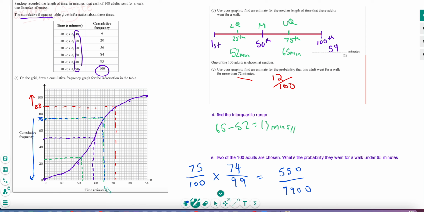I'm looking for the section less than 65 minutes, so the section below. So from 75 to 0, there's 75 people. So the probability of the first person will be 75 out of 100. The second person will be 74 out of 99.